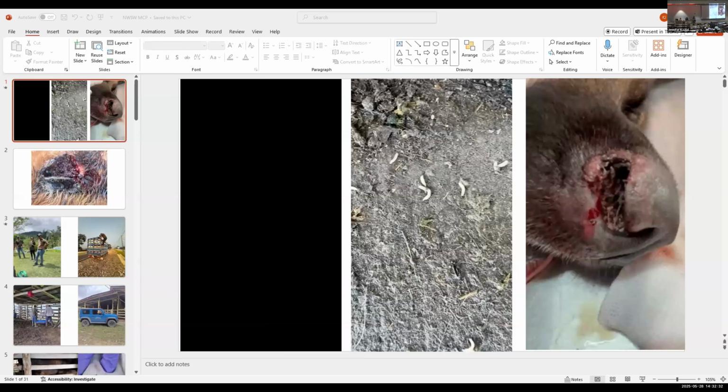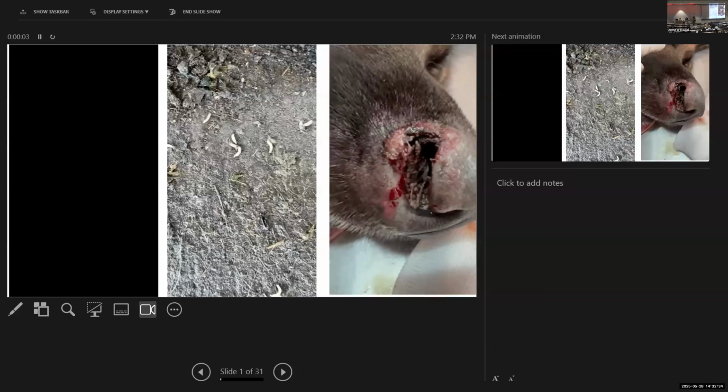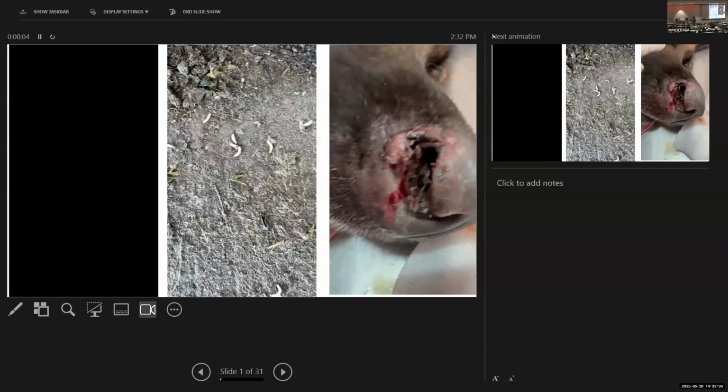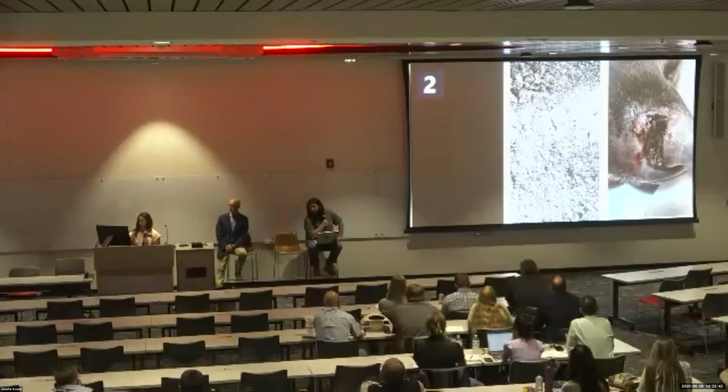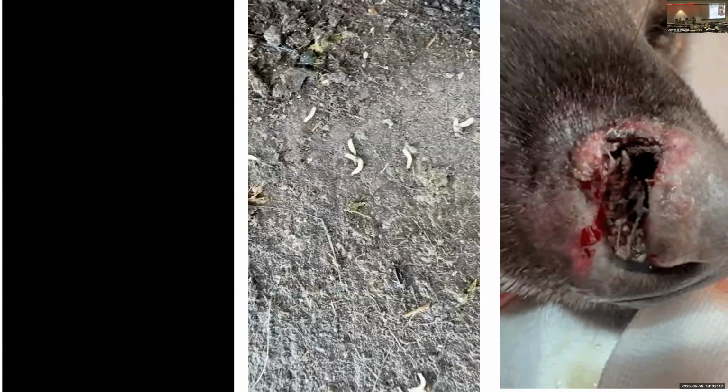Some of these pictures are from cell phones, so they might not be the greatest quality when you see them, but it should be playing on its own. You'll see the pictures going around there.